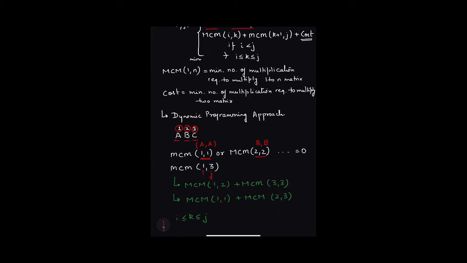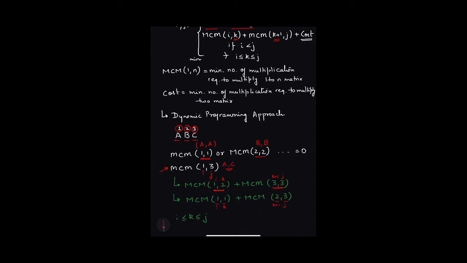Now let's suppose I get a value as MCM 1, 3. So this means I'm trying to multiply A with C. I have to take a K variable according to the formula. So I can write this as MCM of 1, 2 and 3, 3, where 1 is equal to i, j is equal to 3, and I'm having k as 2. So the next value becomes k plus 1. Similarly, I can also write it as 1, 1 and 2, 3, where i is equal to 1, j is equal to 3, and k can have the value 1 with the other value as k plus 1.